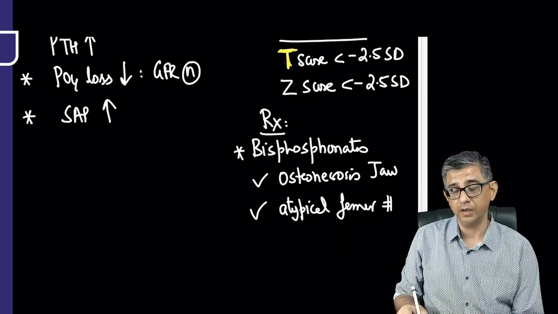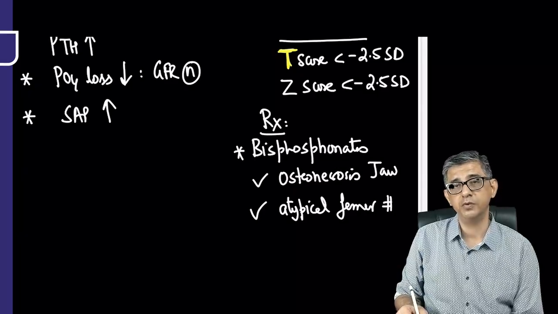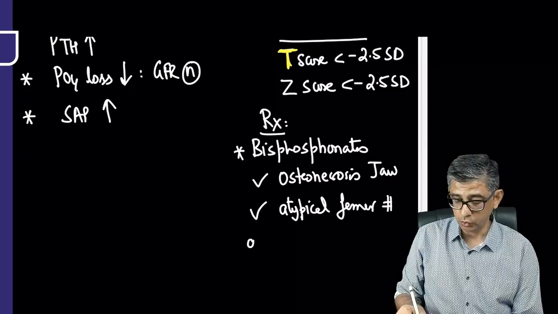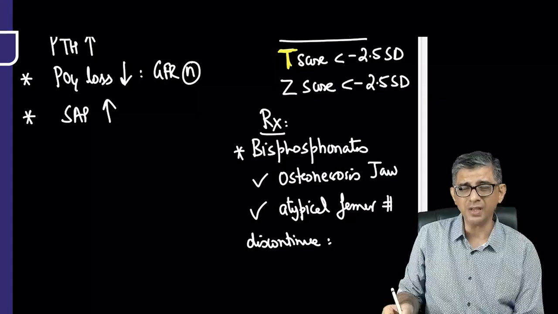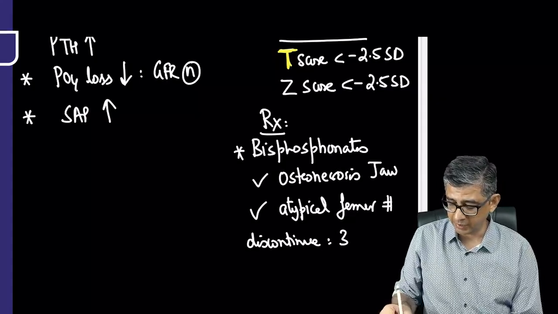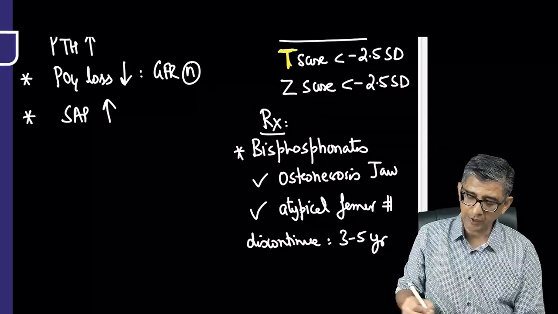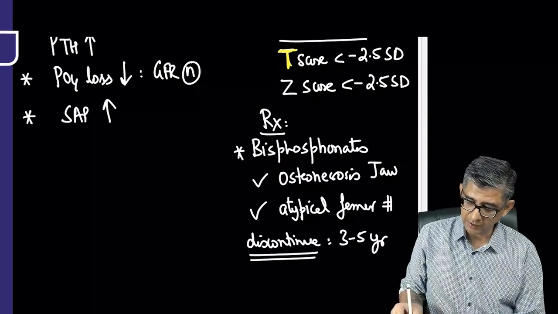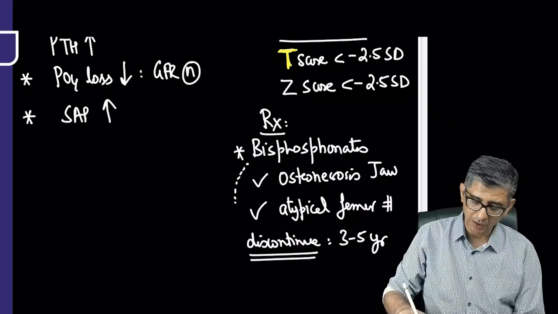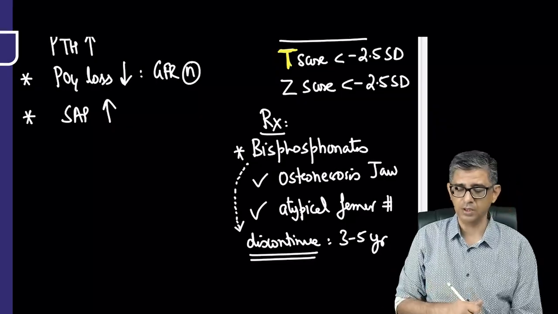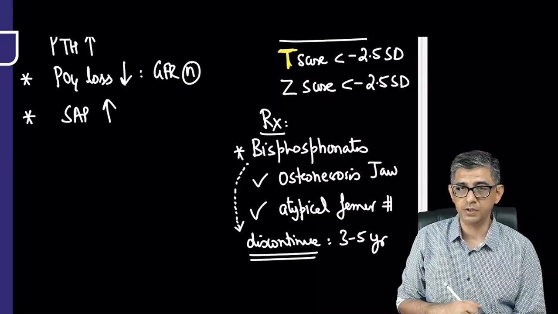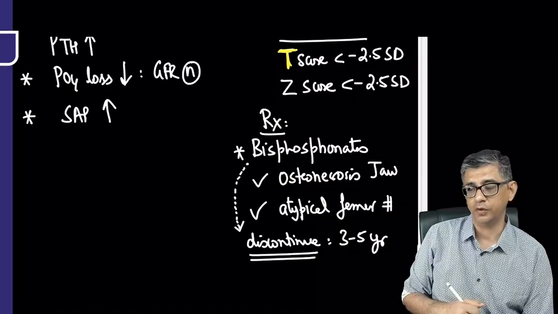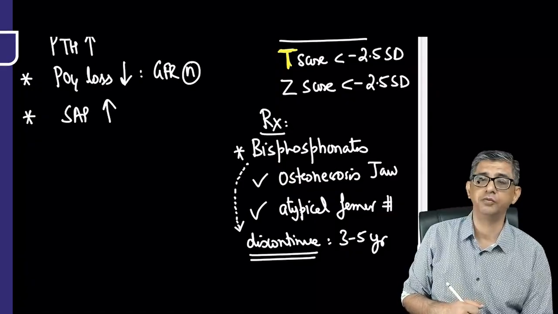Therefore, if you are using bisphosphonates in a patient, you should discontinue bisphosphonates after 3 years. In some books, it is written 5 years, so I'm writing a broad term here. But the point is, because of the fact that bisphosphonates have this huge side effect of causing atypical femur fracture, most physicians would stop using bisphosphonates after a duration of 3 to 5 years.